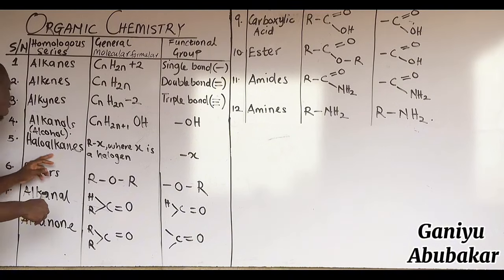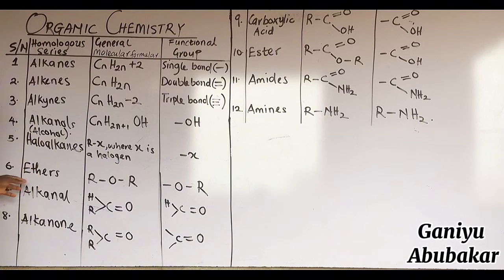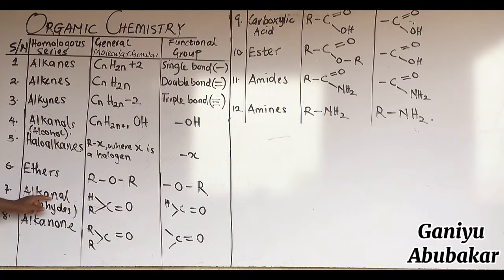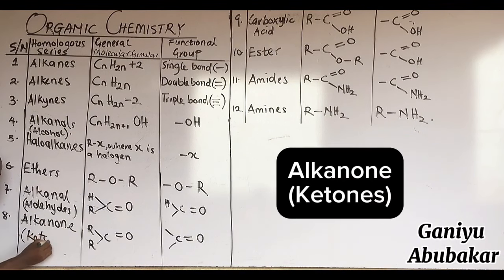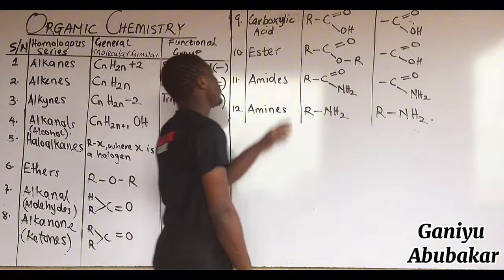So we have the haloalkanes, which is minus X. We'll get to this one much more later. We have the alkanal, also called aldehyde, so you can call it alkanal or aldehyde. We have the alkanone, also called ketones, right? If you want to.